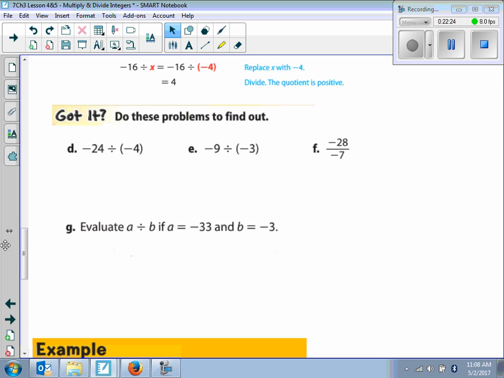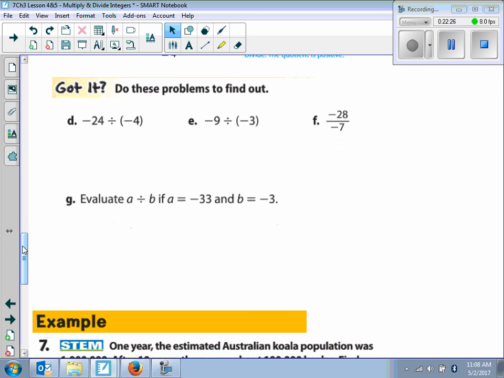So here, once again, when you're dividing integers, same sign, positive, right? So a negative divided by a negative is going to be positive. So negative 24 divided by negative 4 gives me a positive 6. You just divide like normal. Negative 9 divided by negative 3 is 3. And then negative 28 divided by negative 7 gives me 4.